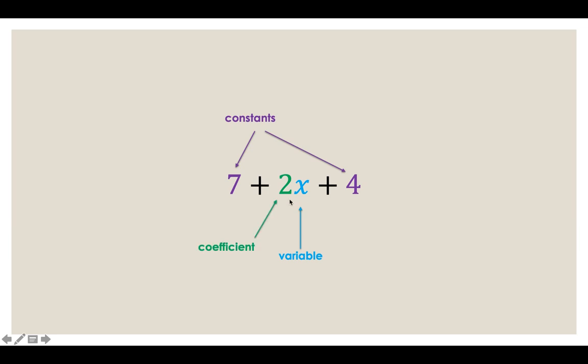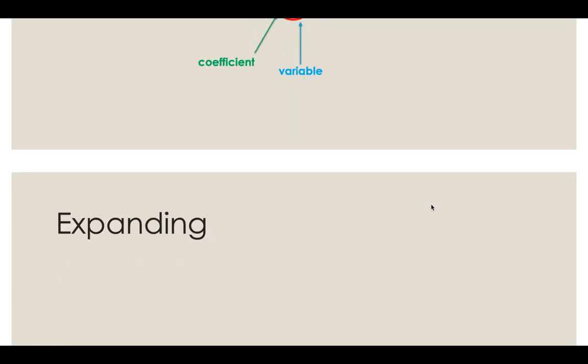Now we have the coefficient of this variable. The coefficient here is 2, and it is attached to the variable by multiplication. And here we can see what the terms of our expression are. The terms here are 7, 2x, and 4. And you can see here that the terms in this expression are combined with addition. And this whole thing that we have here, that's our expression.